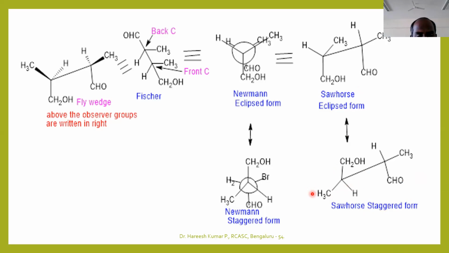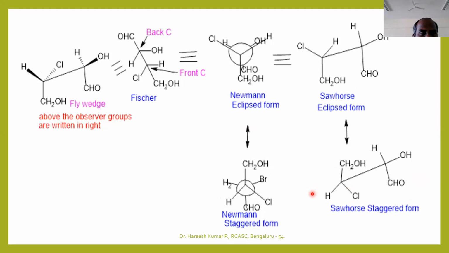With this, I will take one more example of this fly-wedged kind of conversion into a Newman and Sawhorse. So that is this one. Here also you can observe that this OH group and H group are towards the observer. These towards-the-observer ones, you have to write on the right hand side. So OH is this, H is this. Once you write that, the remaining is quite easy. H is here, Cl is here, CH2OH is this, CHO is this. This is how you can convert a fly-wedged structure into a Fischer projection formula.